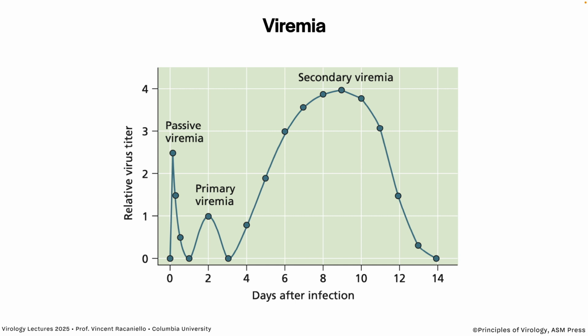It reproduces in some tissues and goes back in the blood. So now you have a primary viremia, which further spreads virus to other sites. And then you get a secondary viremia, which is much bigger because it's now reproducing in different tissues. So viremia is a problem because it potentially spreads infection to other tissues. But it's not a feature of many virus infections.